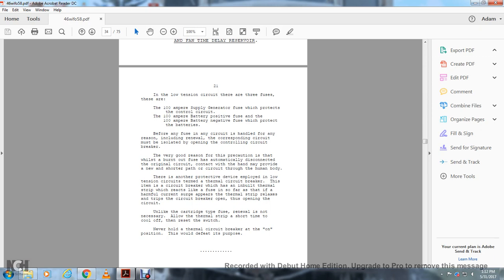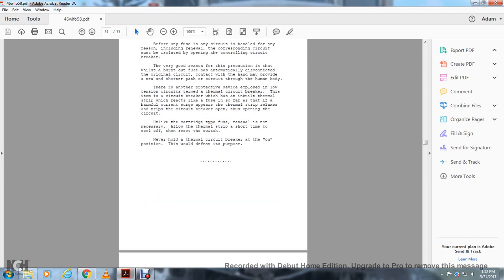This is a circuit breaker which is built in with a thermal strip, which reacts like the fuse in that if a harmful current surge appears, the thermal strip relaxes and trips the circuit breaker open, thus opening the circuit. Unlike the cartridge type fuse, renewal is not necessary, although you should allow the thermal strip a short time to cool off. This resets the switch. Never hold the thermal circuit breaker in the on position. This will defeat its purpose.